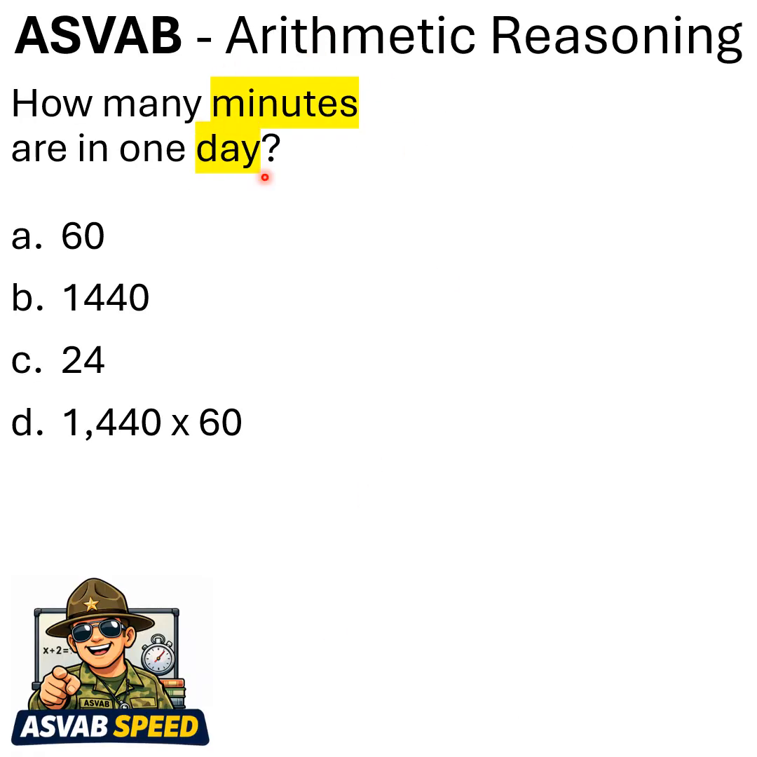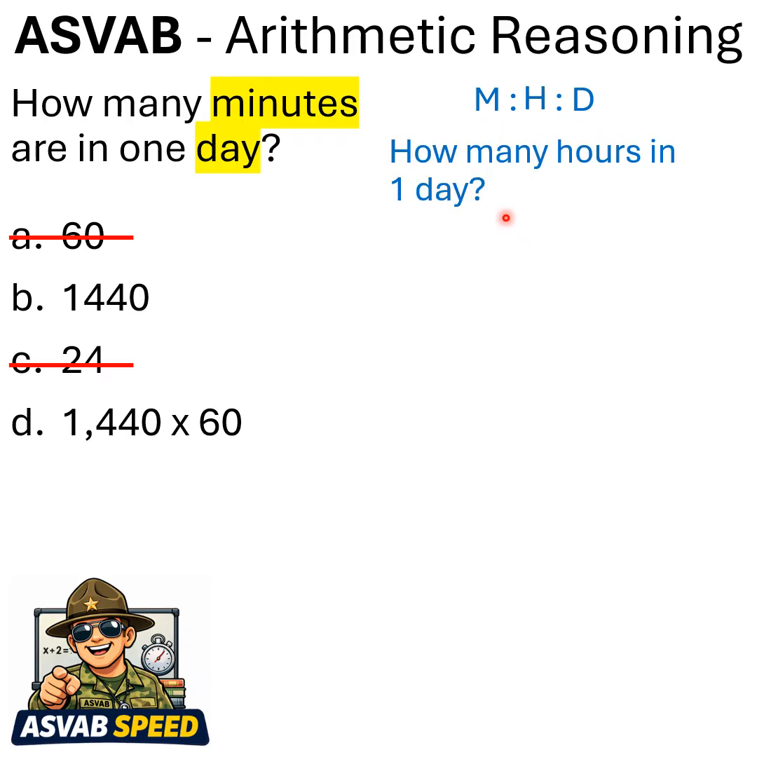Minutes and day. This is the type of question that can trick you up if you're moving too quickly, because we're not talking about minutes per hour. We're not talking about hours per day. Minutes per day. So we have to build out a ratio. Minutes and day. And what's in the middle? Hours, right? So how many hours in one day? 24. That's easy enough. How many minutes per 1 hour?